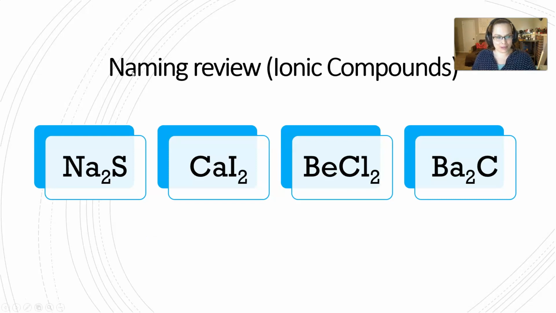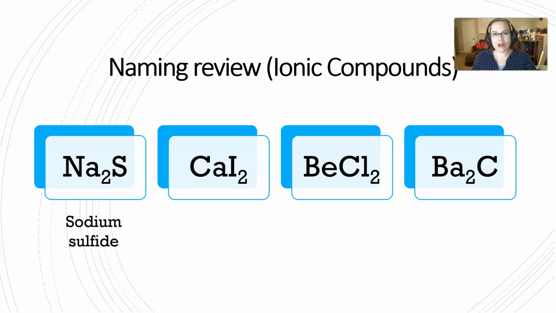Here are some practice questions, and the way you name ionic compounds is by saying the name of the first element in the molecule and then replacing the ending of the second element with "ide." So, for example, the first compound up there is going to be sodium sulfide.